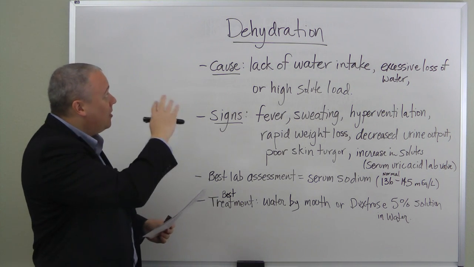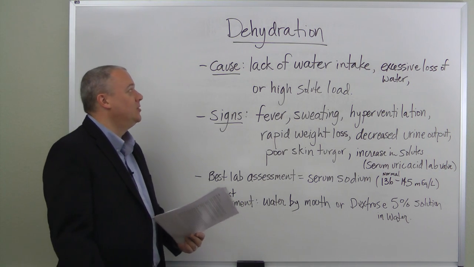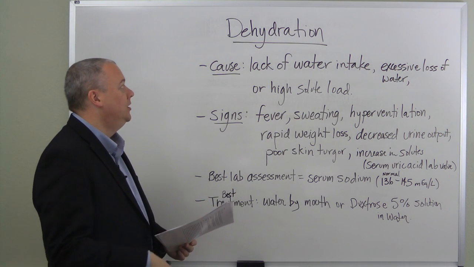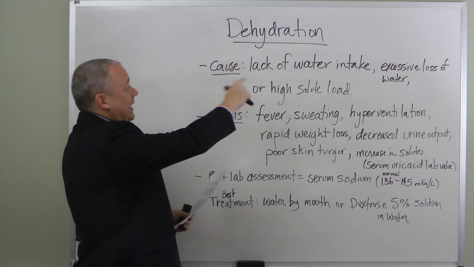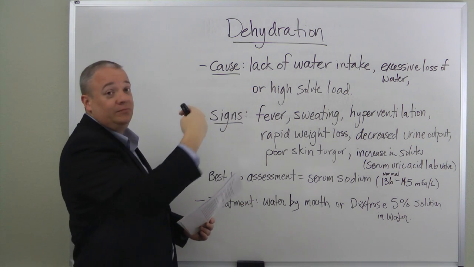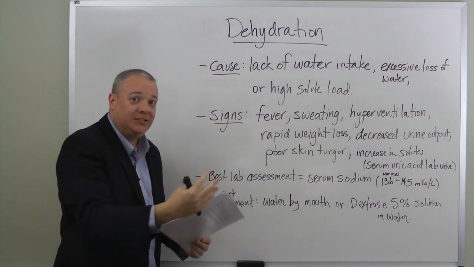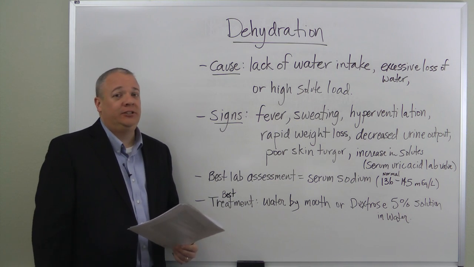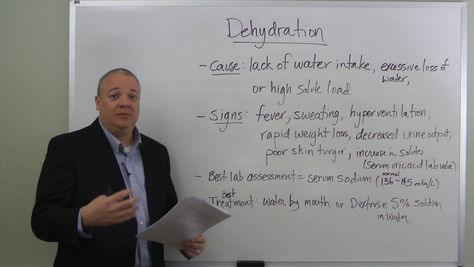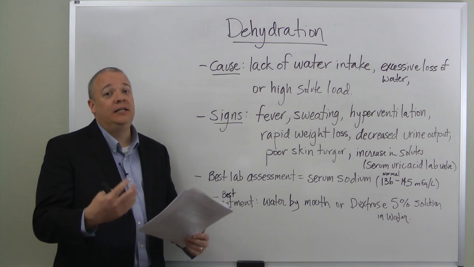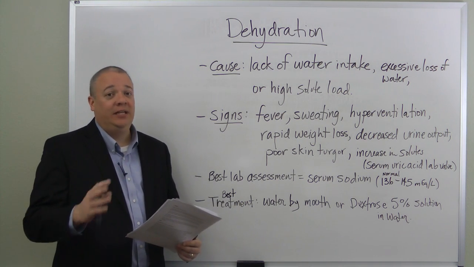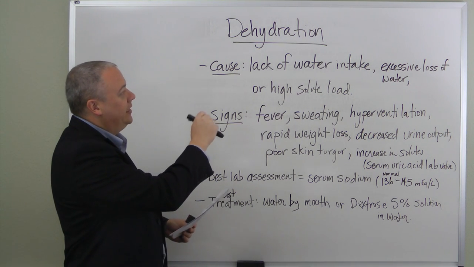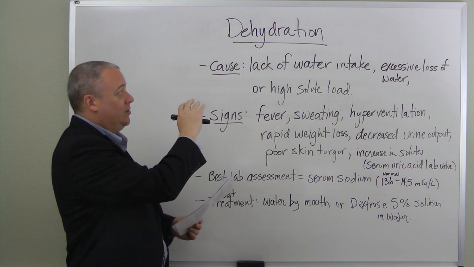But when we talk about dehydration, the main cause is, of course, lack of water intake or excessive loss of water or high solute load. In my case, I had both of those, lack of fluid intake and an excessive loss of fluid because I was sick. And this can be especially dangerous in children. If they become violently ill and they have vomiting or diarrhea, you can lose a great deal of fluid in a very short amount of time. So anyway, dehydration, lack of water intake, excessive loss of water, it comes about due to sickness.